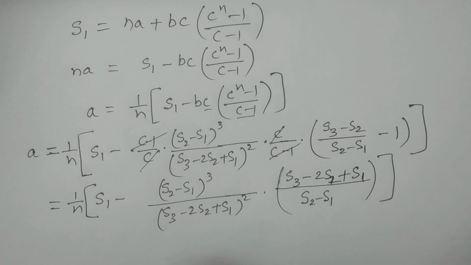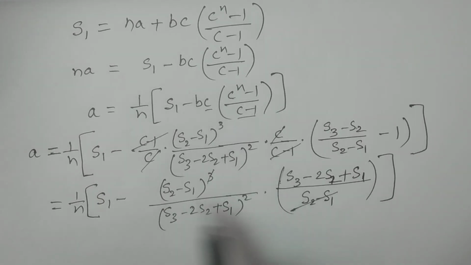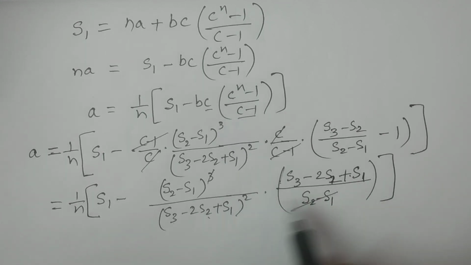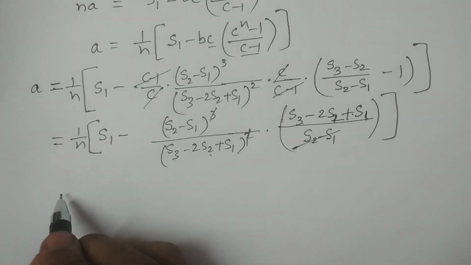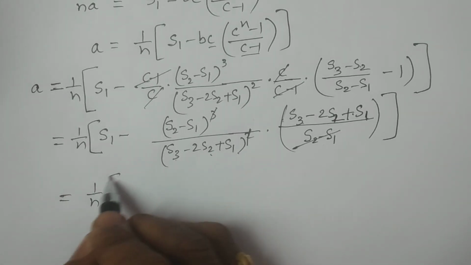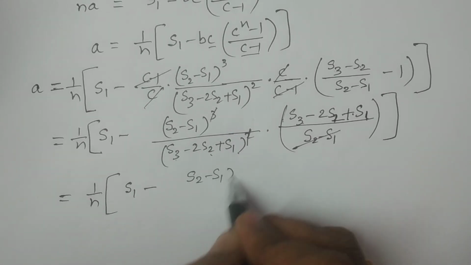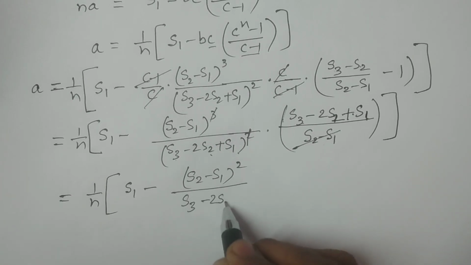Now we can cancel S2 minus S1, one particular term. Here S2 minus S1 whole cube, S2 minus S1 we are cancelling. S3 minus 2S2 plus S1, this is also the same. So therefore this is S3 minus 2S2 plus S1 whole square, hence we can cancel one term. Therefore, now it is equivalent to 1 by n multiplied by S1 minus S2 minus S1 whole square divided by the only one term S3 minus 2S2 plus S1.